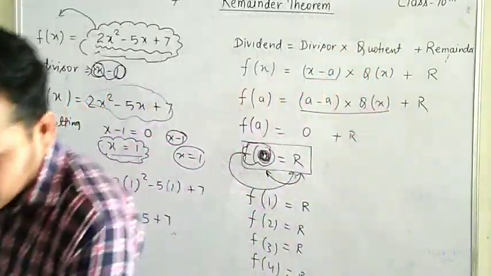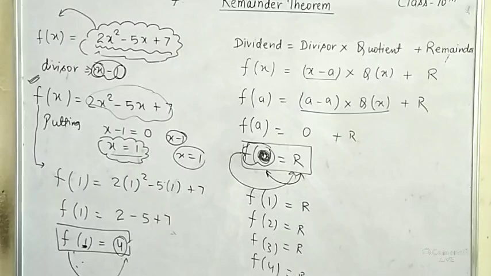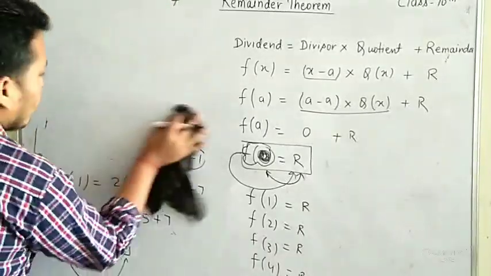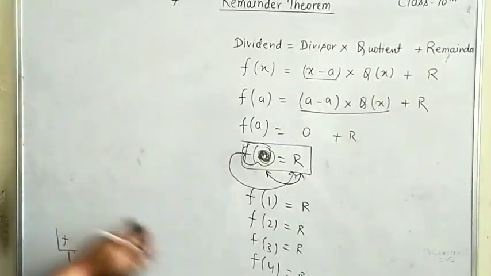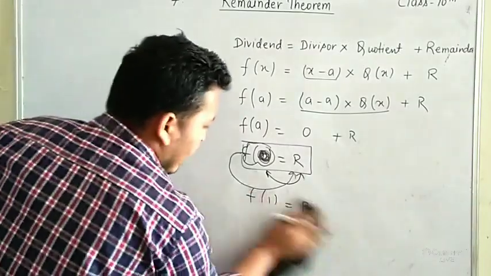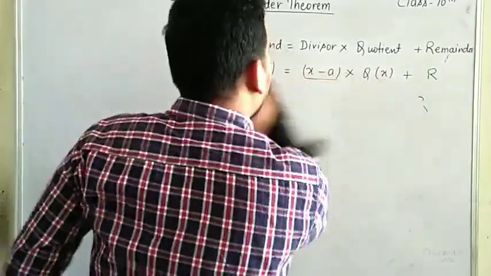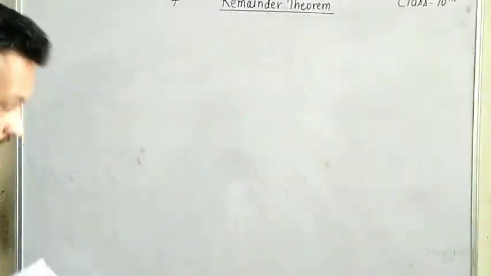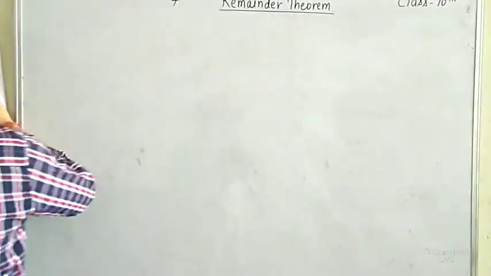Now I am taking the question from our exercise. This is exercise number 7. And after the remainder theorem, the next theorem is coming, factor theorem. So in the next lecture I will take the next theorem, that is factor theorem. Okay, so I hope you understand the concept of remainder theorem.